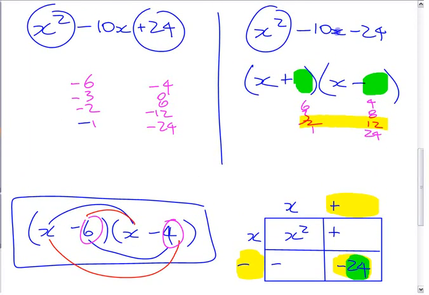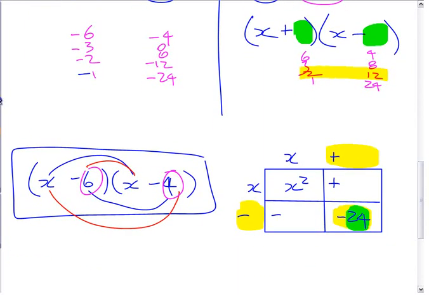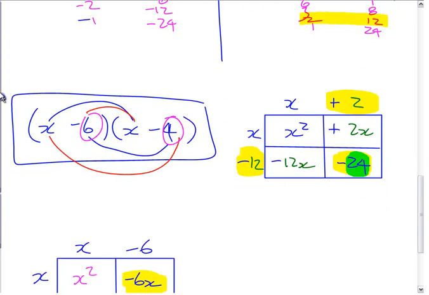If I need this middle term to be negative 10x, which way do I have to put those numbers in there? Can I put the 2 over here and the 12 there? No, it's got to be the other way around, right? It's got to be negative 12x here plus 2x there. Or in other words, that's got to be a 2. That's got to be a minus 12. You should in the end here write the answer properly. It's x minus 12, x plus 2.